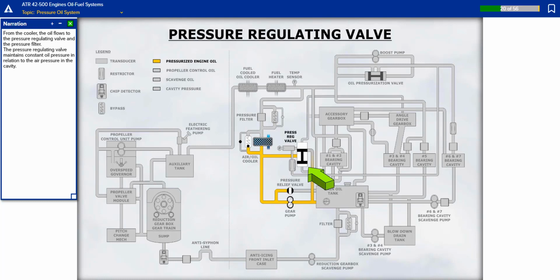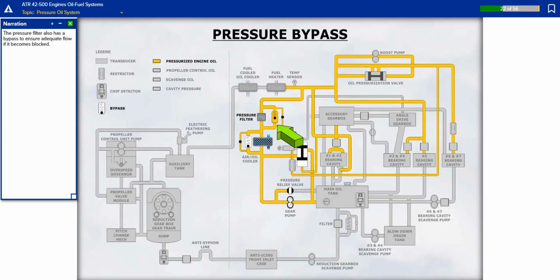From the cooler, the oil flows to the pressure regulating valve and the pressure filter. The pressure regulating valve maintains constant oil pressure in relation to the air pressure in the cavity. If the oil pressure overcomes the air pressure, the valve opens a port to return oil from the main pressure line to the oil tank. The pressure filter also has a bypass to ensure adequate flow if it becomes blocked.